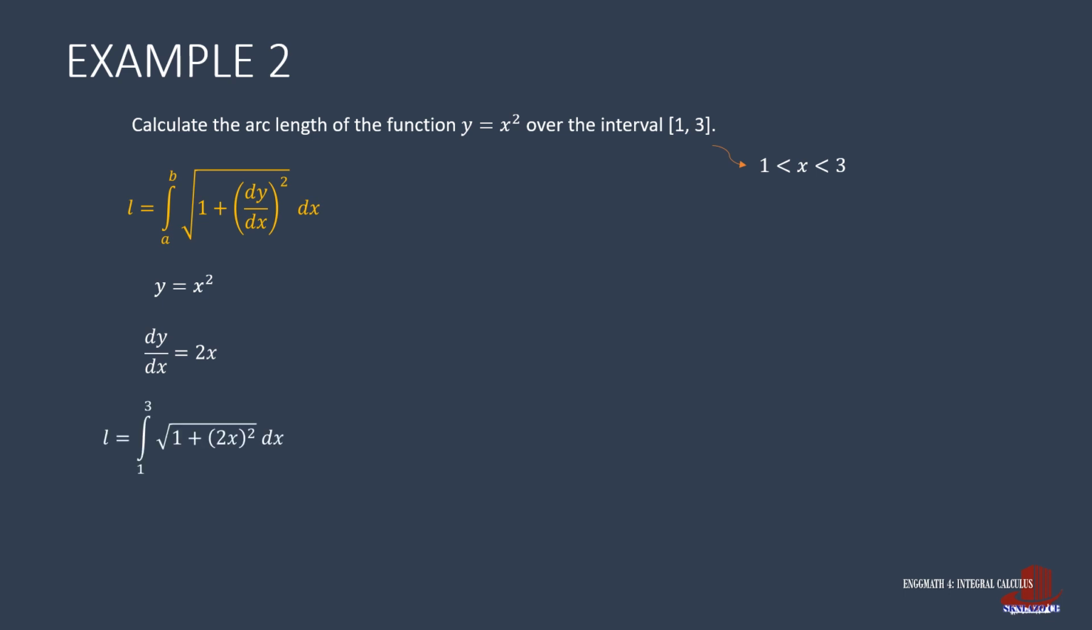Place the limits and the derivative in the formula, so we get L as the integral of the root of 1 plus the square of 2x dx from the limits of 3 to 1. Expand the square and get 1 plus 4x squared inside the radical. Focus on the term inside the radical, 1 plus 4x squared.